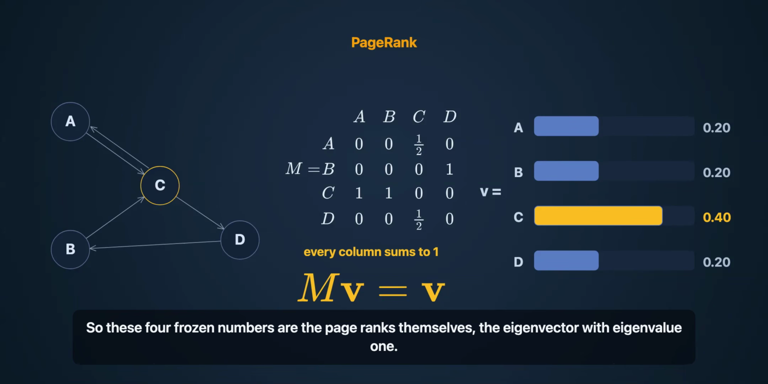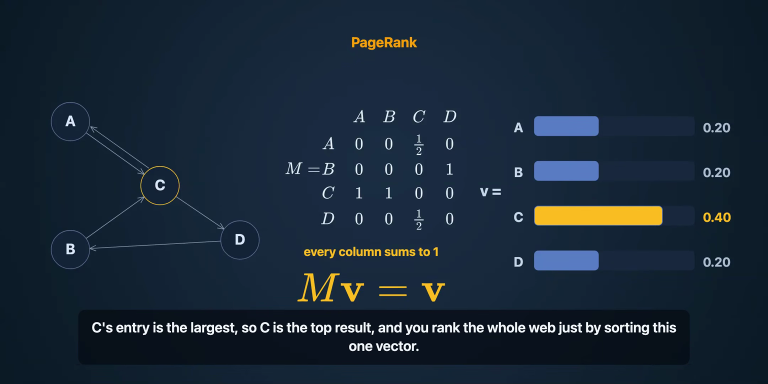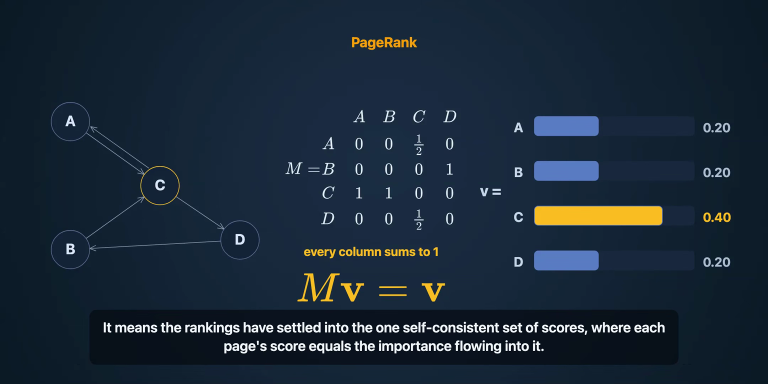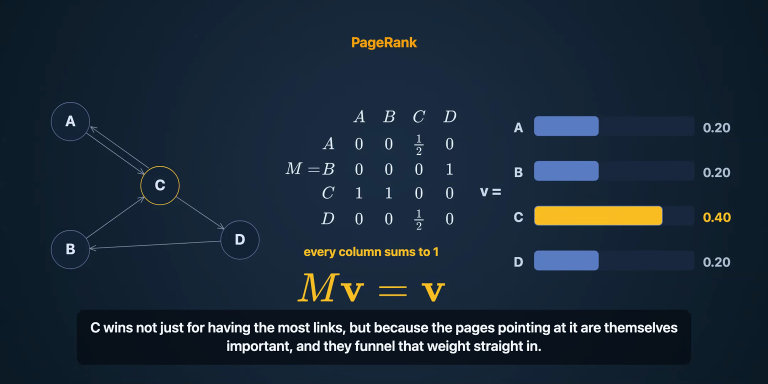So these four frozen numbers are the page ranks themselves, the eigenvector with eigenvalue 1. C's entry is the largest, so C is the top result, and you rank the whole web just by sorting this one vector. So converging is not abstract. It means the rankings have settled into the one self-consistent set of scores, where each page's score equals the importance flowing into it. C wins not just for having the most links, but because the pages pointing at it are themselves important, and they funnel that weight straight in.